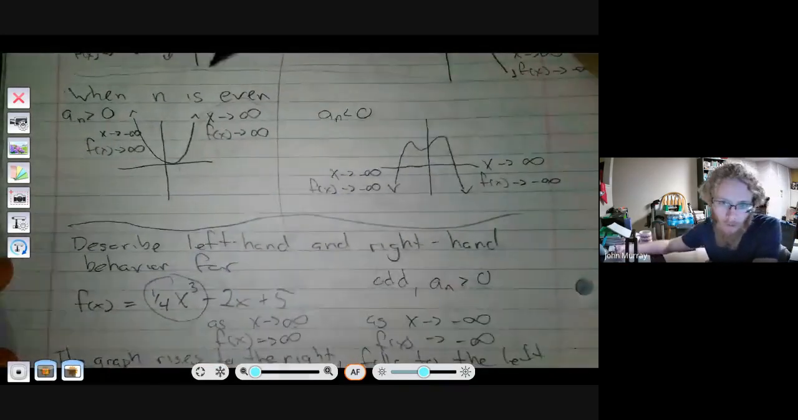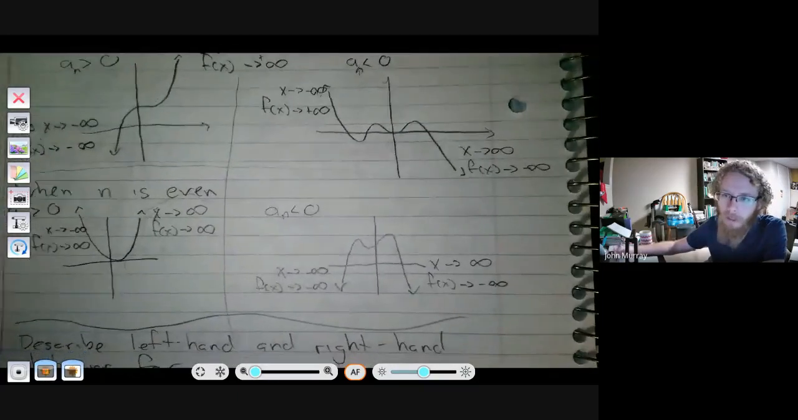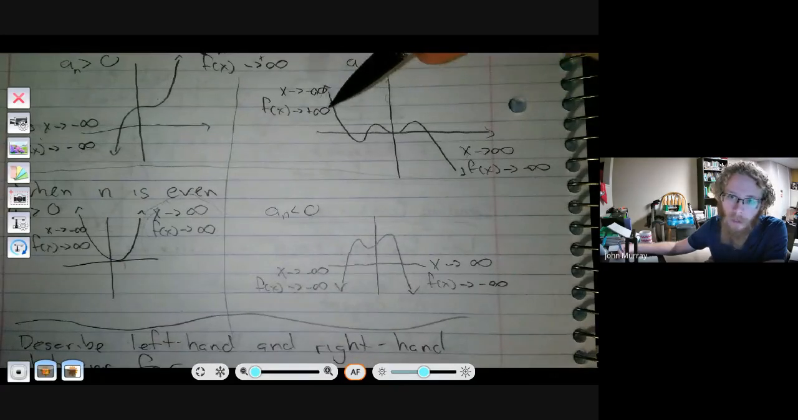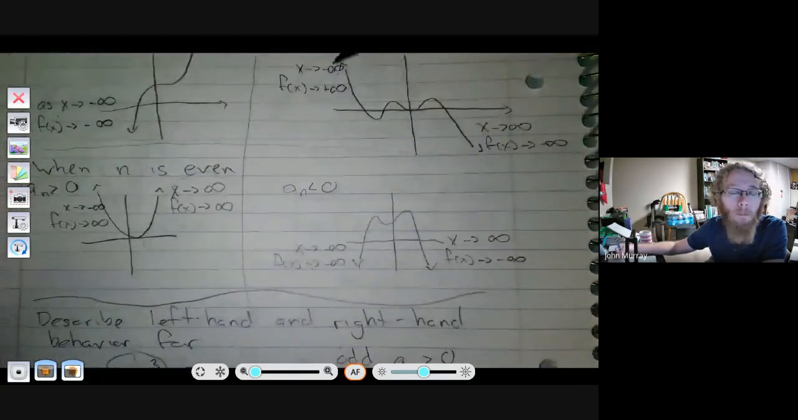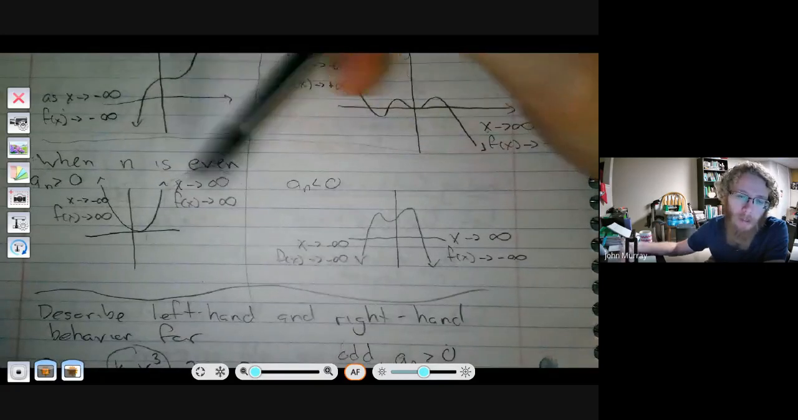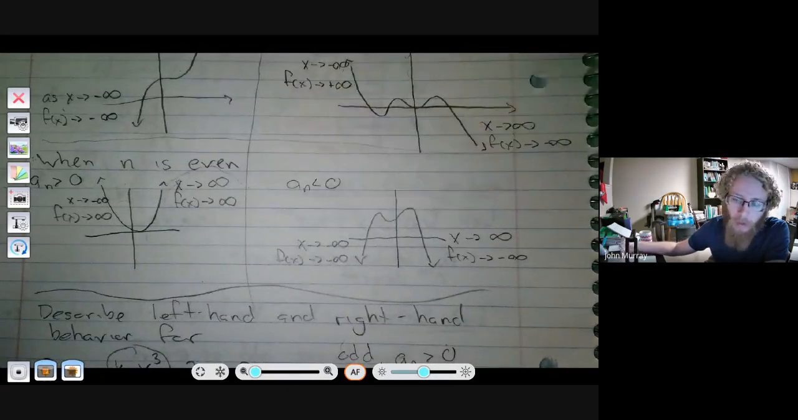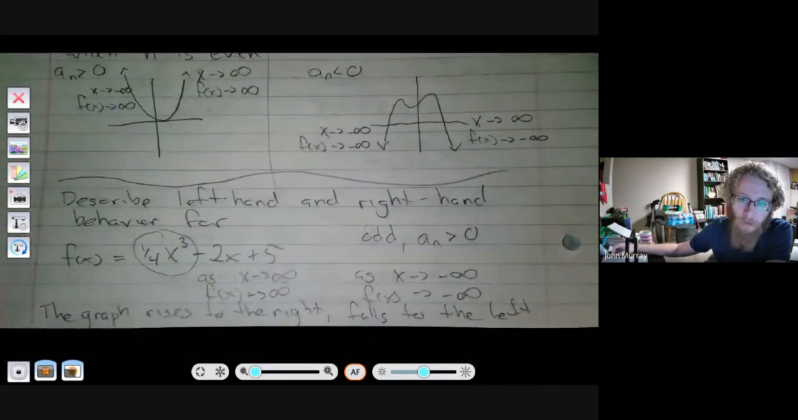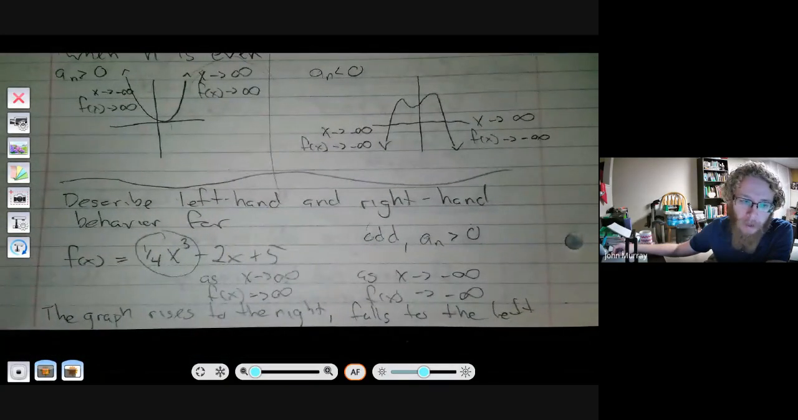Just quickly to go through these, here we would say to the right, the graph falls, to the left, the graph rises. Here you could say both to the left and to the right, the graph rises. Both to the left and to the right, the graph falls. Any questions?